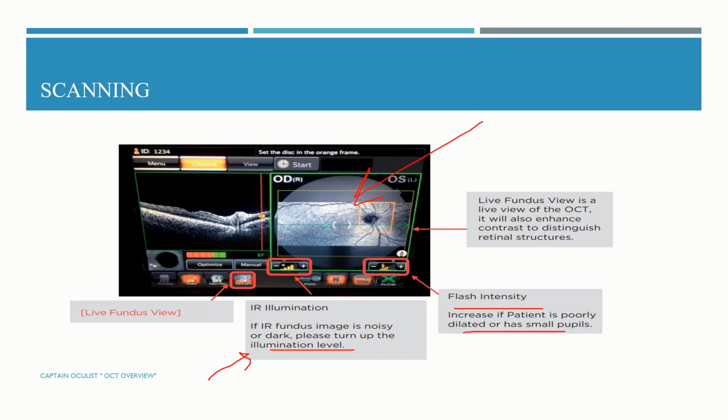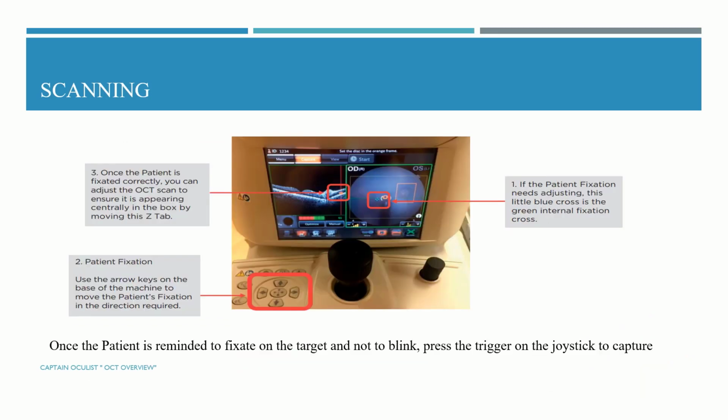I have already told you about a poorly dilated patient. There are some patients, even diabetic ones, whose eyes are poorly dilated even after putting drops, so for them we increase the flash intensity. We also have the fundus view, which we can see over here. If a patient's fixation needs adjusting, you can use these 4 buttons to adjust the patient's fundus.